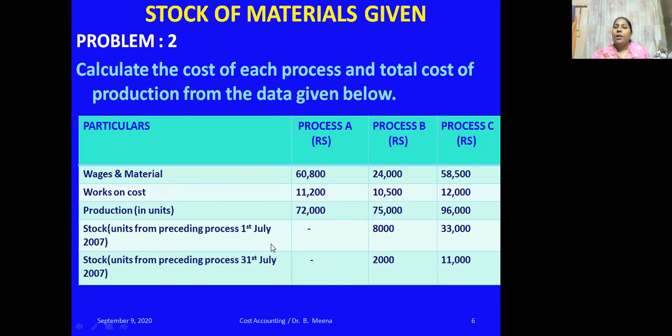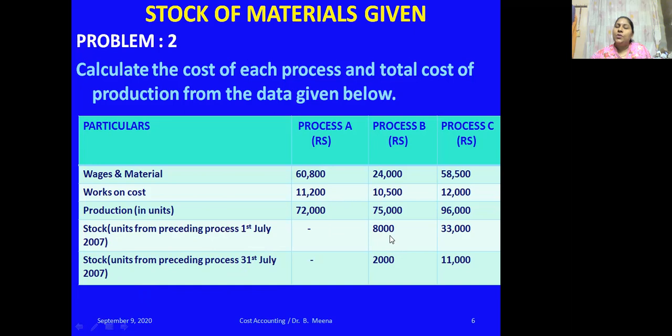So there is an opening stock. How did I come to one conclusion, opening stock? The date was given, 1st July 2007. The next information, 31st July 2007. So 1st July, I can assume it's opening stock. 31st July, I can assume as a closing stock. So opening stock from the previous process, process A is nil. Process B is 8,000 units and process C is 33,000 units.